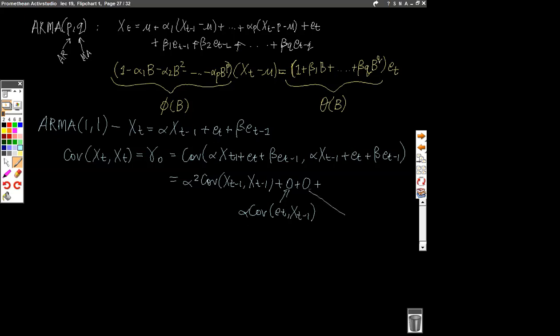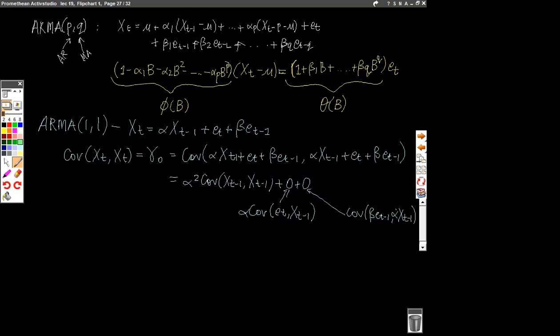And what I have here is the covariance of beta ET minus 1 comma alpha XT minus 1. Do you guys think that these should be 0 or not? Well, let us try to figure out what's the answer. So let me just burst it. It's not 0. Because I can clearly see, right?